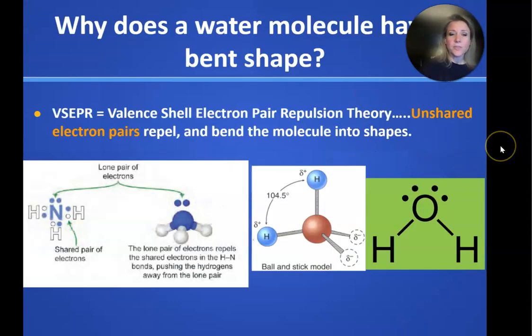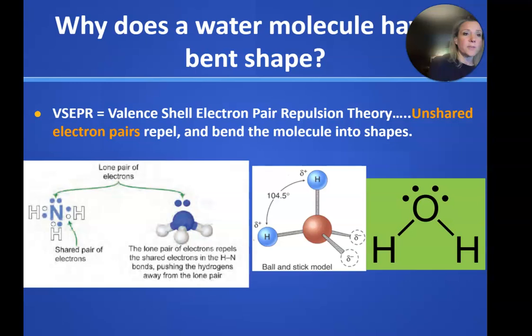All right, so this theory on how the lone pairs of electrons behave is called the VSEPR theory. This stands for valence shell electron pair repulsion theory. And this is a theory that says that unshared electron pairs, also known as lone pairs, repel, and they bend the molecule into shapes. Another example of this can be seen here in our NH3, our ammonia molecule.